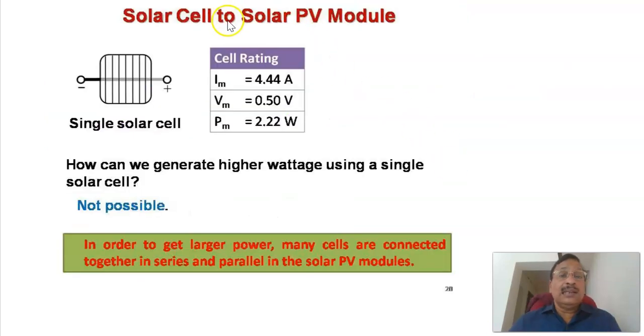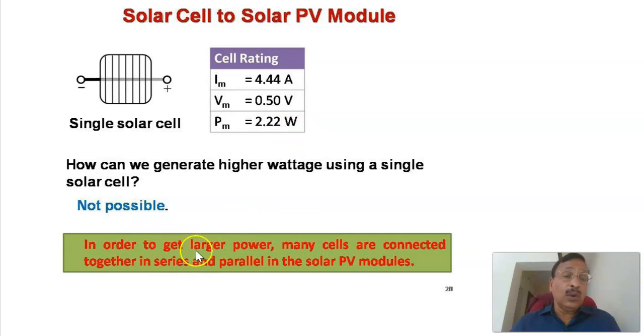Coming to the solar cell, it has a PN junction that can produce a junction voltage of only 0.5 volt. Single solar cell voltage will be 0.5 volt only. And for its current, for example, it can supply 4.44 amperes at a voltage of 0.5 volt. Therefore, the power is the product of this current and voltage, which is equal to 2.22 watts. A single cell can produce a power of 2.22 watts.